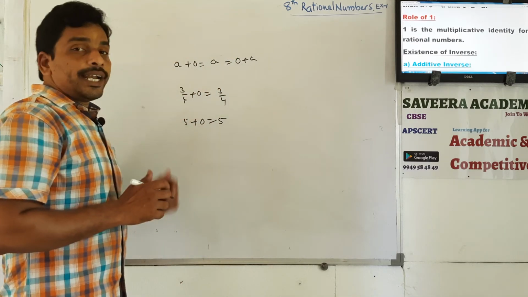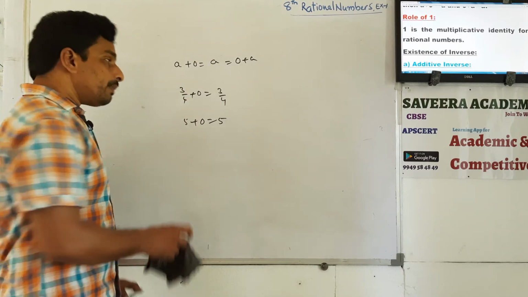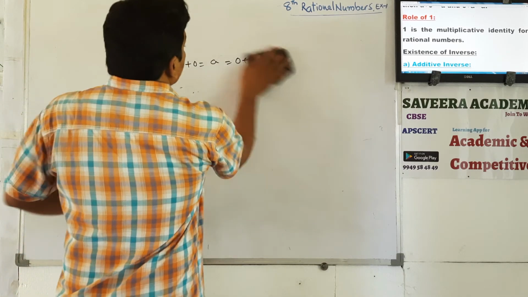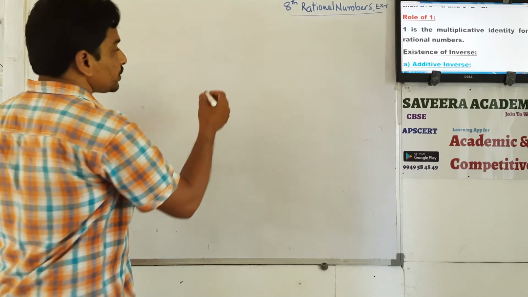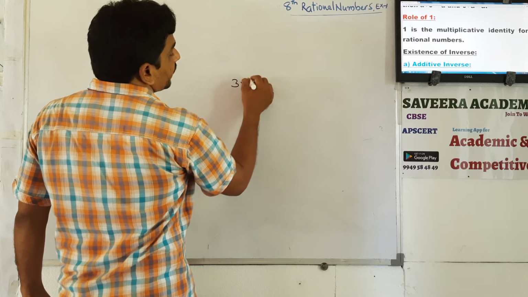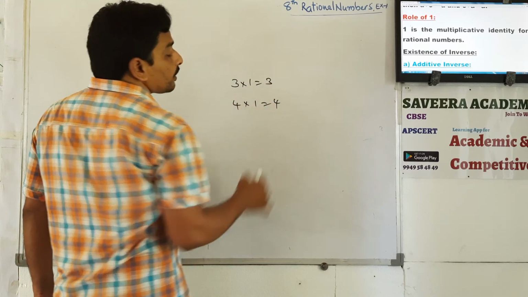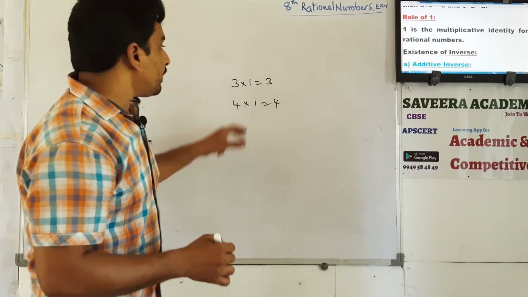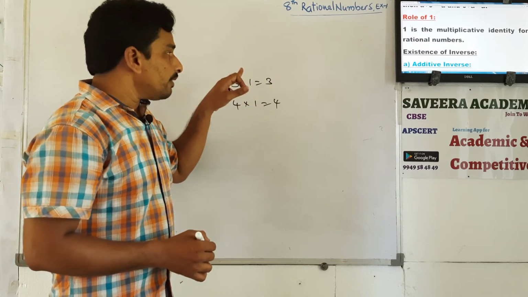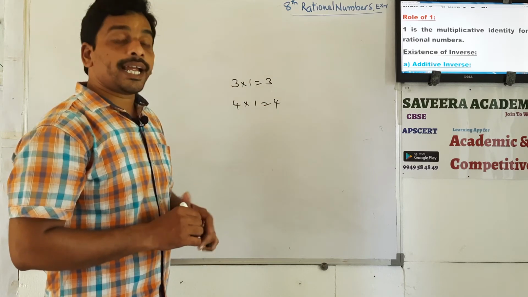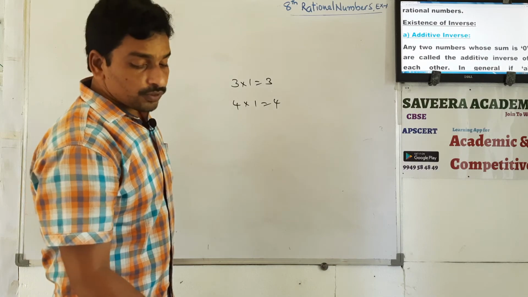0 is called additive identity. 1 is called multiplicative identity. Multiplicative identity means, suppose if you take 3, 3 into 1 is equal to 3. Suppose if you take 4, 4 into 1, you will get 4. So if you multiply any number with 1, that same number you will get. So 1 is called a multiplicative identity.